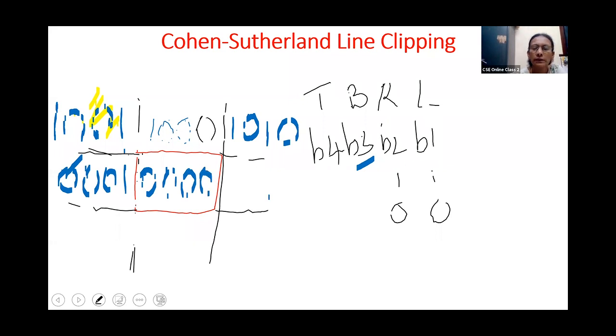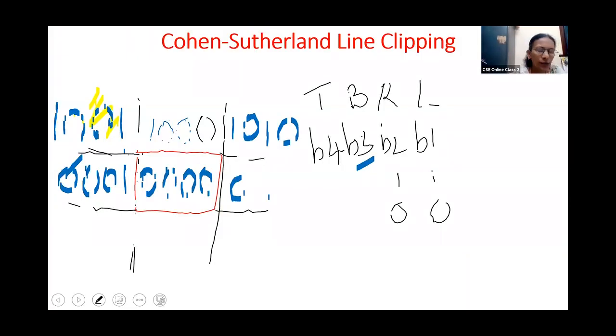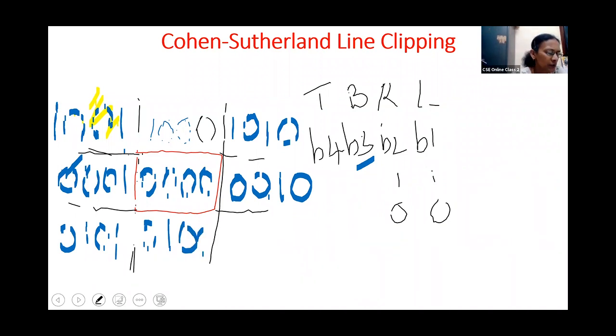What about this region? For this region, it is 0010. For this region, it is 0, 1, 0, 1. For this, it is 0, 1, 0, 0. And for this, it is 0, 1, 1, 0.